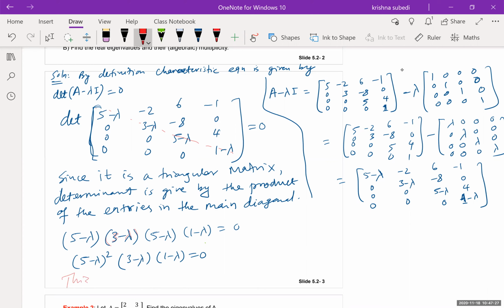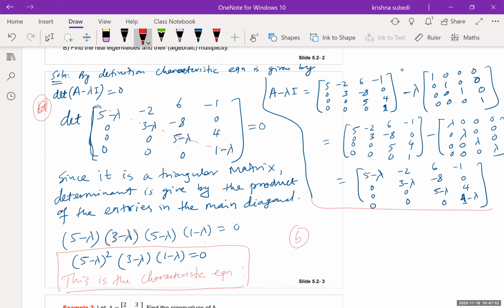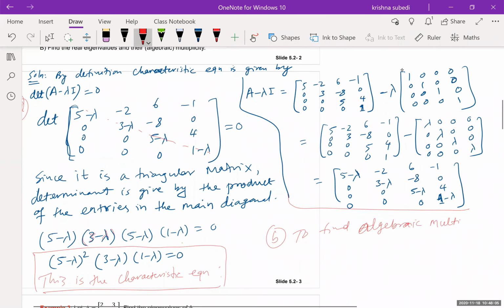So this is the characteristic equation. Okay, this one. Now, in the questions, we are asked to find the algebraic multiplicity as well. So part A is done. Now in part B, we want to find the algebraic multiplicity.